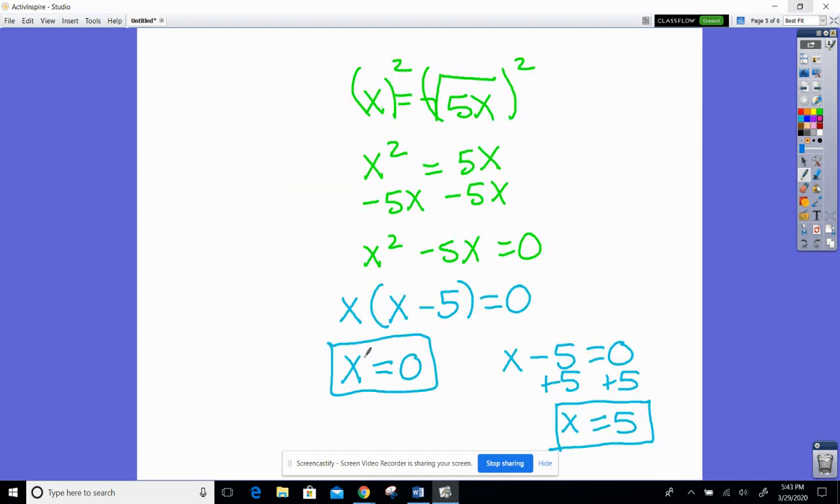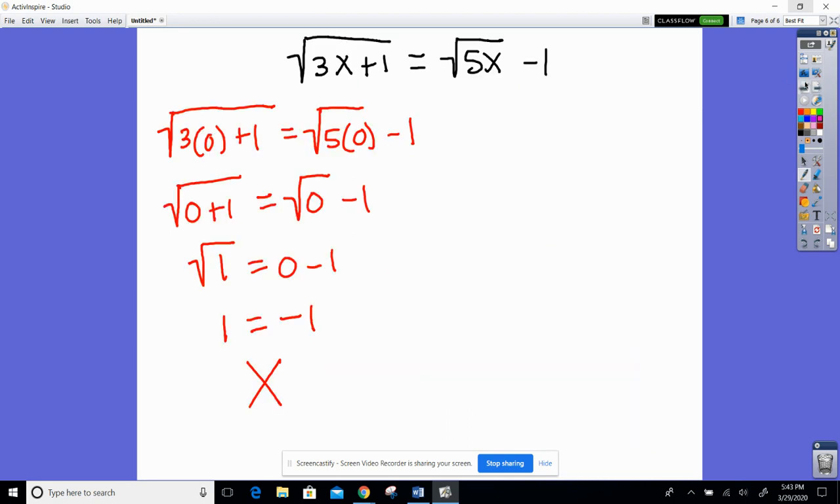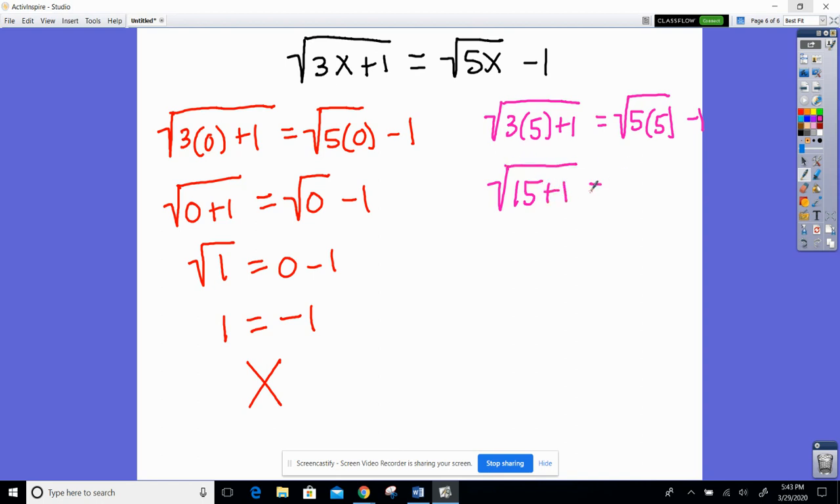Okay, again, we're checking both 0 and 5. So I'm going to check 5 now. I'm going to plug in 5. So I have 3 times 5 plus 1 equal to 5 times 5 minus 1. All right, so 3 times 5, that gives me 15. 15 plus 1. All right, 5 times 5, that gives me 25 minus 1. Okay, so 15 plus 1, that's the square root of 16. Square root of 25 is 5, so we have 5 minus 1.